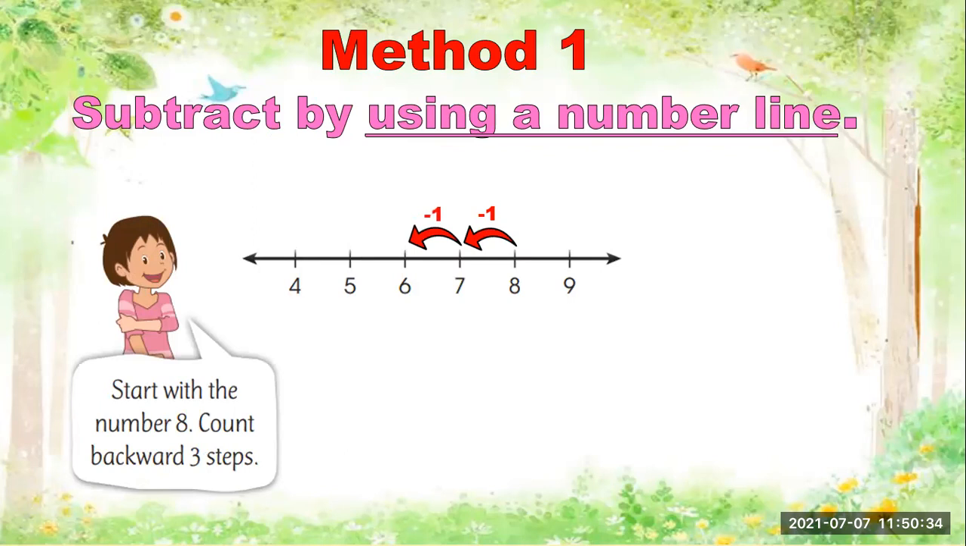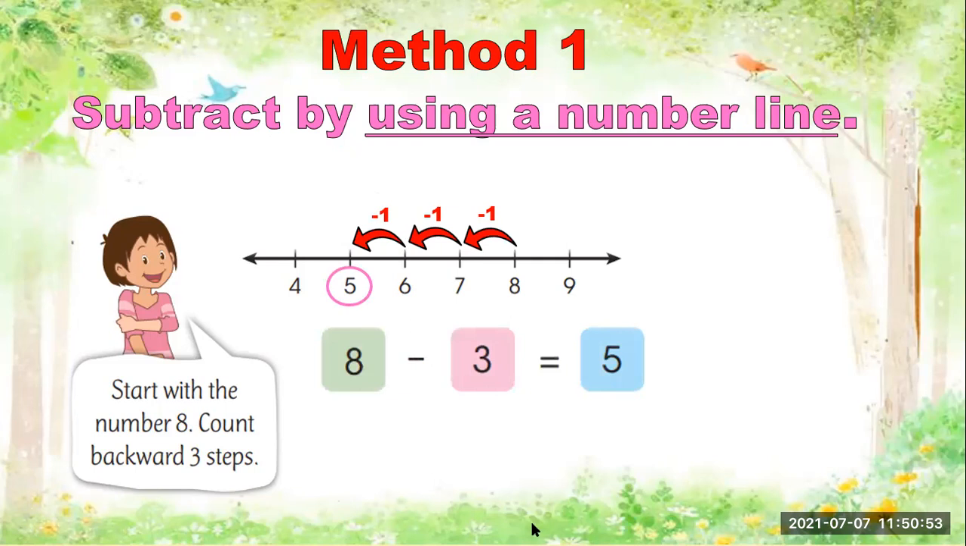So 8 minus 1 is 7. And 7 minus 1 is 6. And here we go, 6 minus 1 is 5. So we write it in a number sentence here. As you can see here, 8 minus 3 is 5. This is the number sentence: 8 minus 3 is equal to 5.